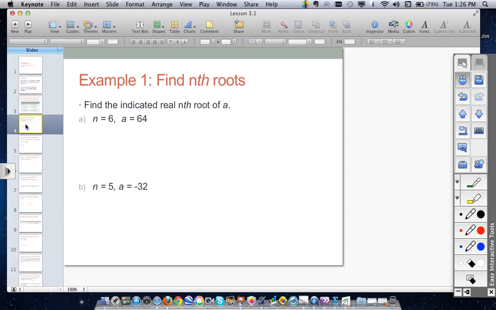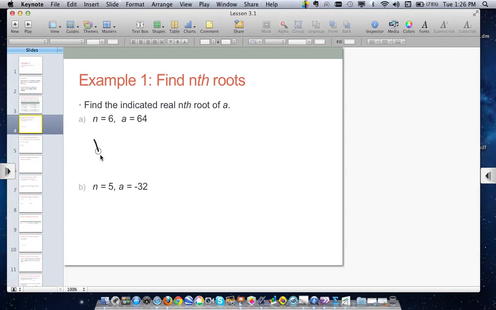All right, so we want to figure out what is the 6th root of 64. So we write this generally using our radical sign. We can write it like this, or we can write it like this.